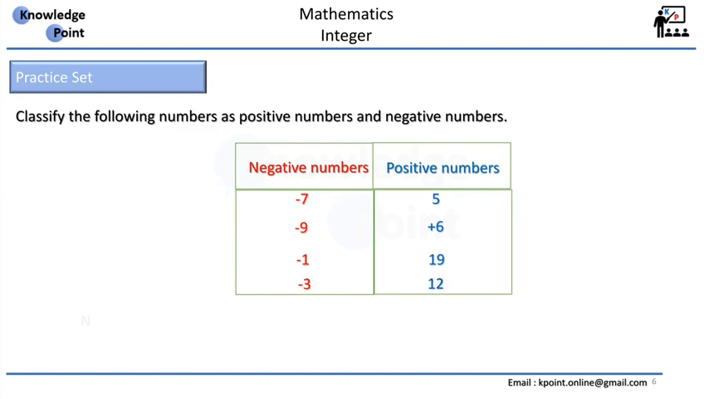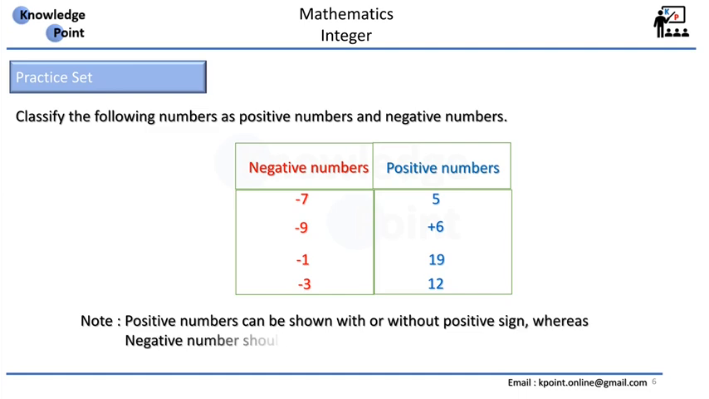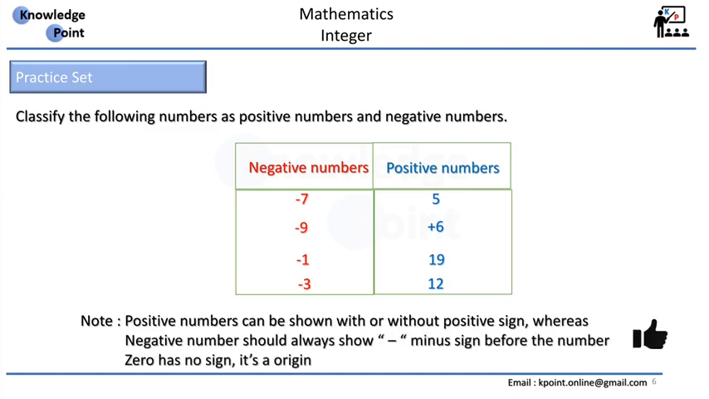positive number. So what we understood here is that a positive number can be shown with or without a positive sign. You can see there the 5 and +6 are both positive numbers, but 5 doesn't have any sign. So you can show a positive number either with sign or without sign, but a negative number should always show a minus sign before the number. 0 has no sign. It's the origin.